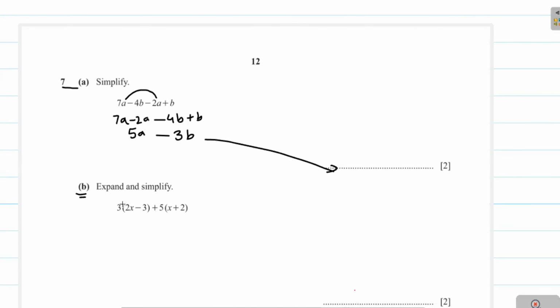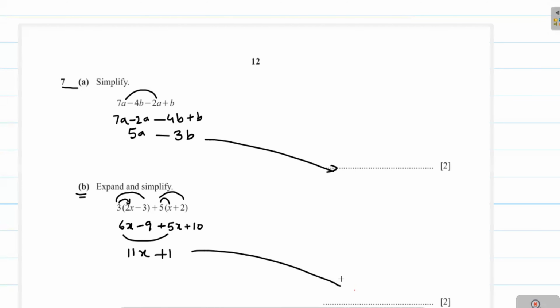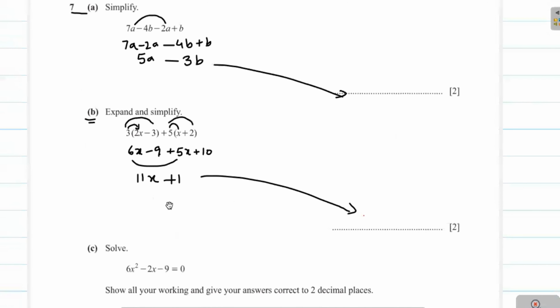Part B, expand and simplify 3 into 2x minus 3 plus 5 into x plus 2. We expand the first expression. We multiply 3 by 2x, we get 6x. Then 3 by minus 3, minus 9. Next is 5 into x, it will be 5x. And next is 5 multiplied by 2, this will be equal to 10. Now 6x plus 5x are like terms, therefore we add these terms, it will be equal to 11x, minus 9 plus 10, the answer will be plus 1, and this is the answer of part B.